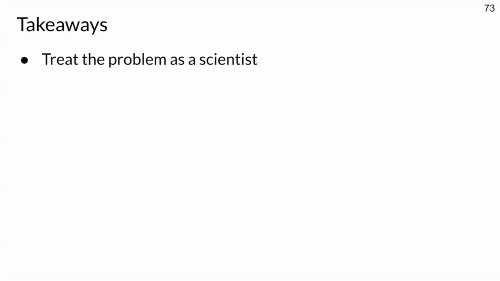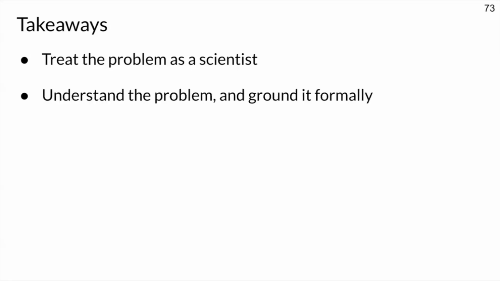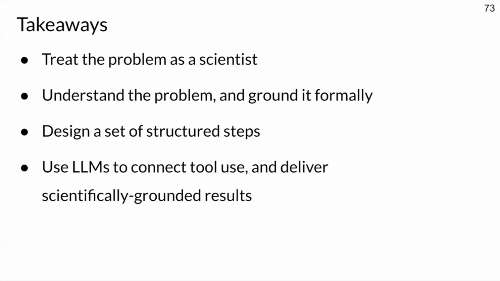The takeaway here, before we proceed to the next topic that we will cover in this talk, on both types of causal reasoning and the different progress, is that we really like to treat any given problem for the LLM as a human scientist would. Understand the problem, ground it formally. Give me the exact formula. Tell me what variables you are looking at. How do you define these variables? Design a set of structured steps, like identifying and coming up with all of the confounders and controlling for them. Then use LLMs with tool use to deliver scientifically grounded results.